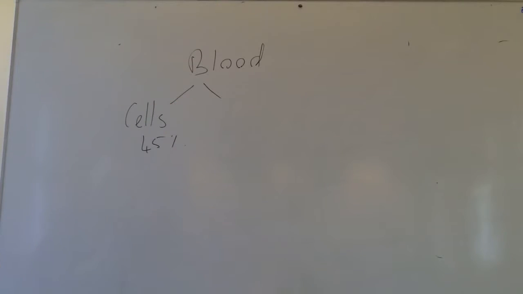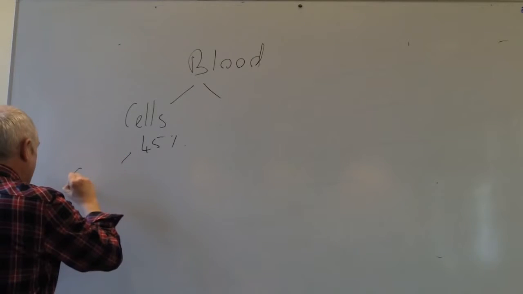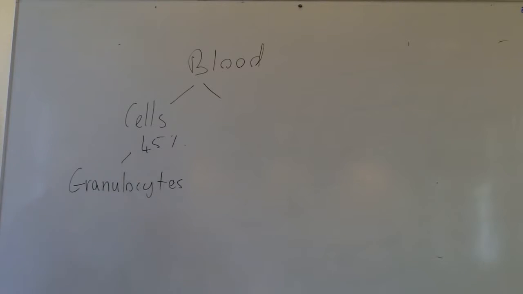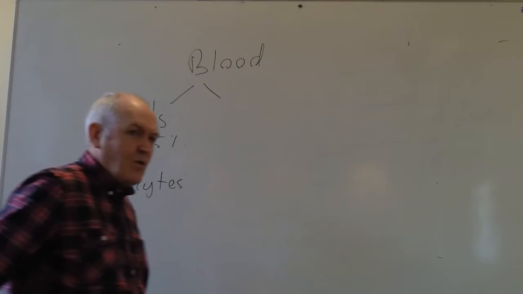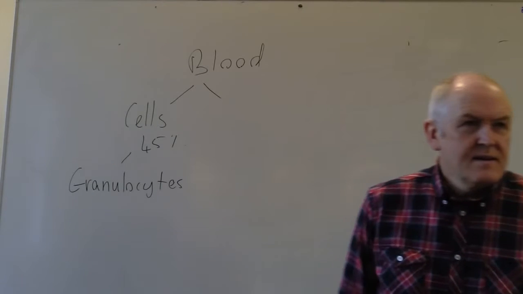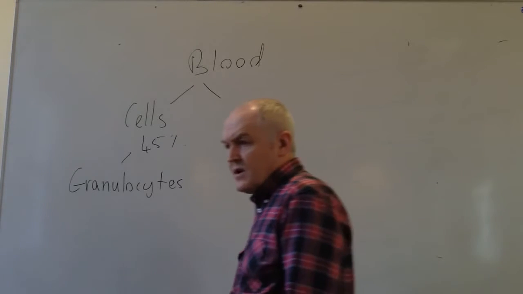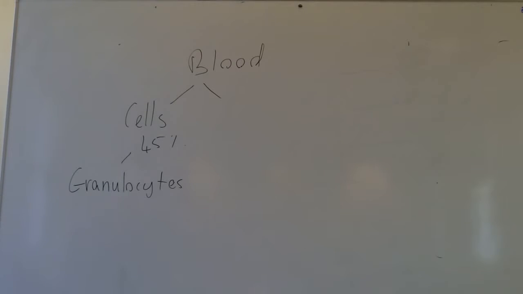Now the cells aren't that hard, it's just that they tend to have difficult names. So the first lot of cells we want to talk about are granulocytes. Now all the blood cells were named in the days of light microscopes. So a lot of the names of the cells describe their appearance using a light microscope. And the granulocytes were so named because they had granules in their cytoplasm. So all the granulocytes appear to have granules in their cytoplasm. And the most abundant form of the granulocytes is the neutrophils.